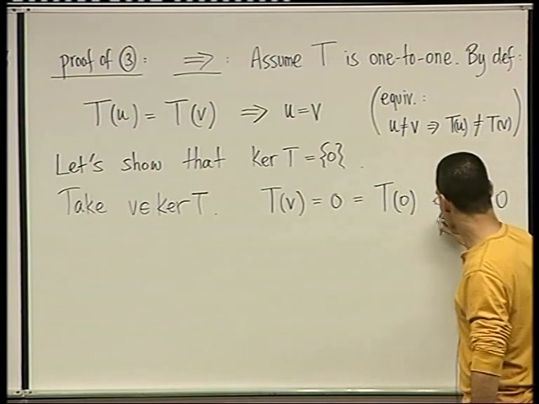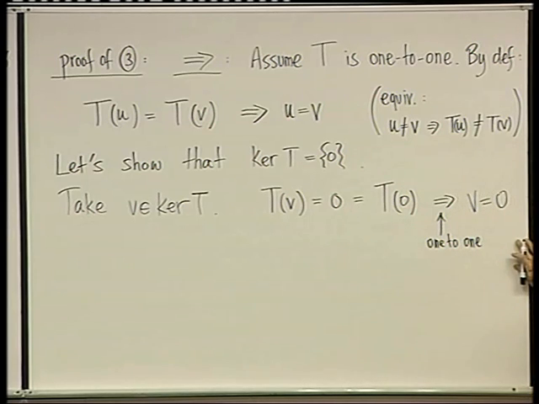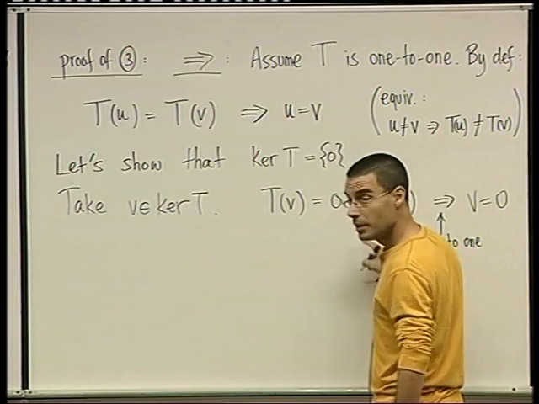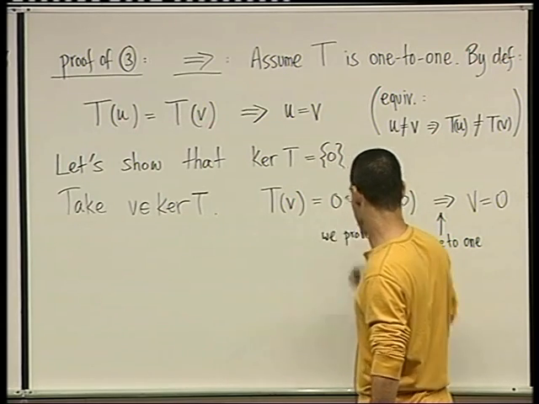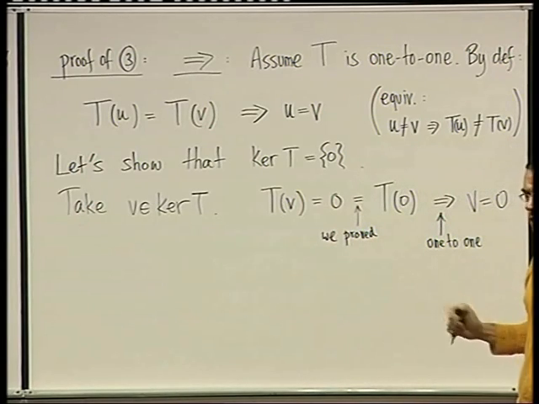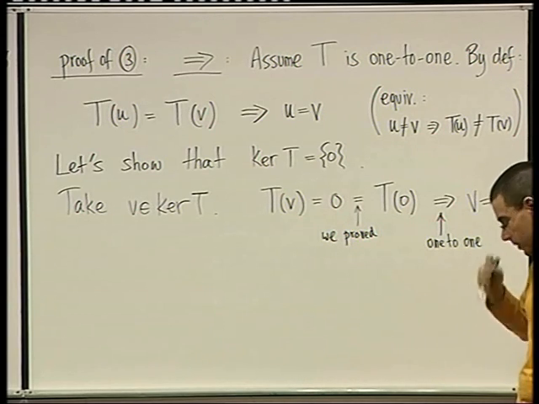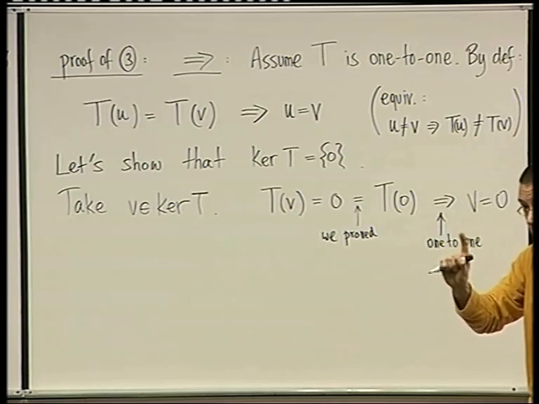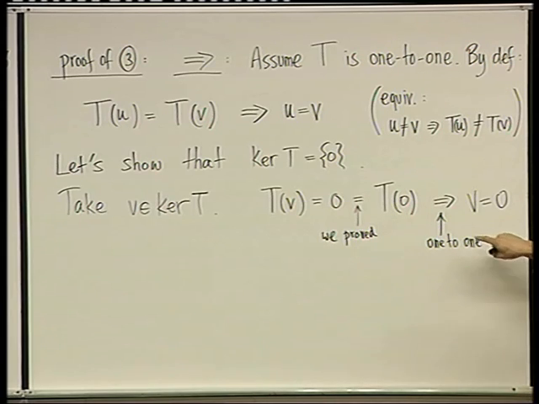So here we used one-to-one. Where did we use the linearity here? The one on the left, right, here. This we proved previously, and this is true for a linear transformation. Not every function takes 0 to 0, right? Not every function sends 0 to 0. A linear one does. Okay, a linear transformation does. So good? Do you see why this proves the claim?